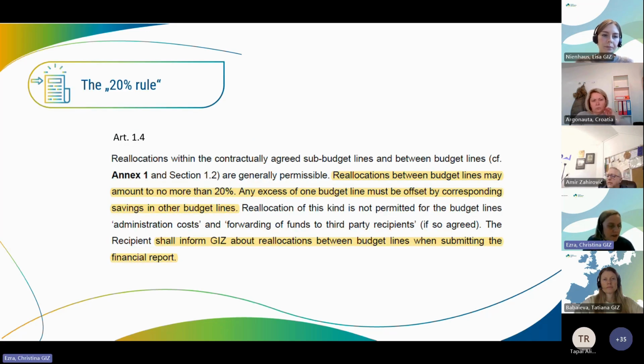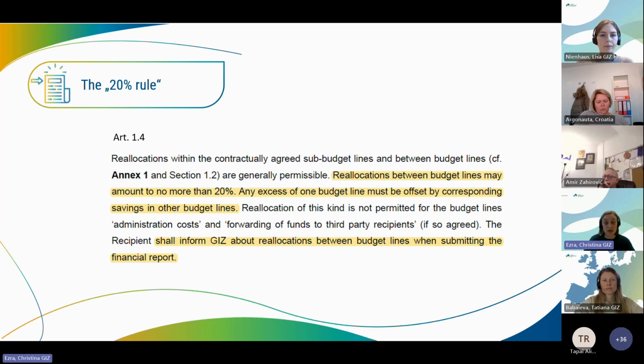Let's start with the 20% rule. Again, as I said, I give you a little moment to read the highlights. Okay, so the 20% rule, this is a very useful and often used rule that says that you can shift your funds between budget categories up to 20%. Budget categories are the titles within the budget, like external services, staff, transportation, and so on.